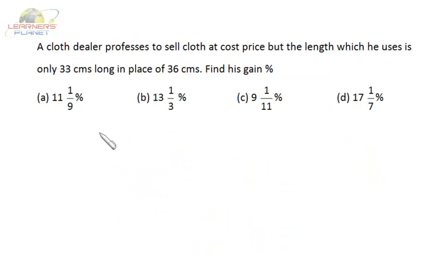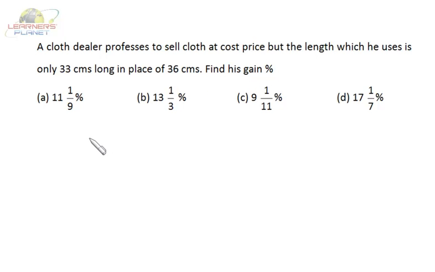Now let's see a similar question. In this case, the wrong length is being used. A cloth dealer professes to sell cloth at cost price, but the length which he is using is only 33 centimeters long in place of 36 centimeters. We have to find his profit percent.